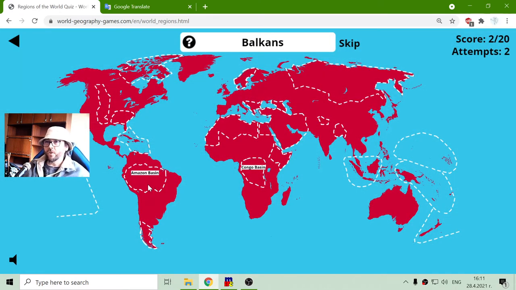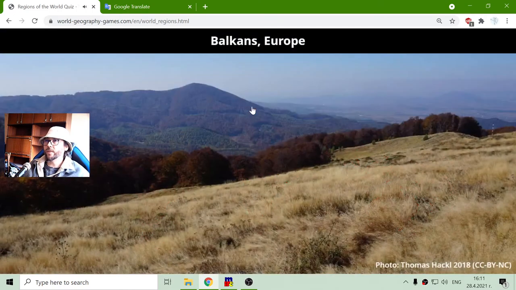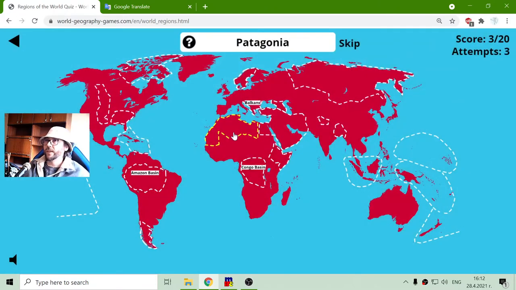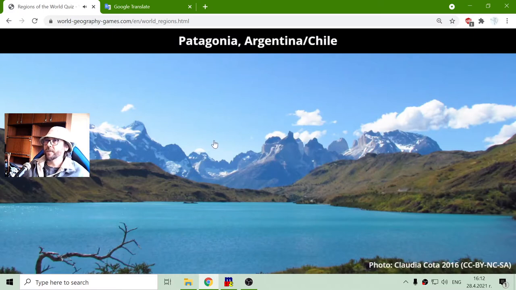This is in South America. Now, the Balkans region is a part of Europe, which includes specific biomes and a few countries in Eastern Europe. And Patagonia is the most south part of South America, in the bottom, Argentina and Chile.